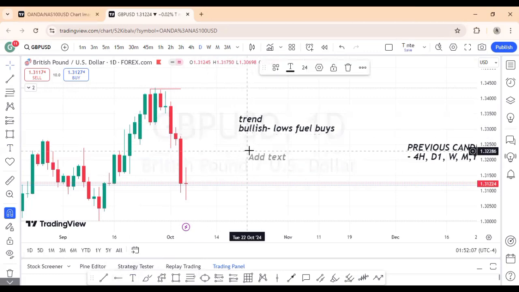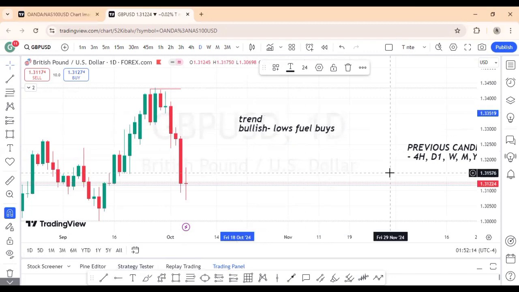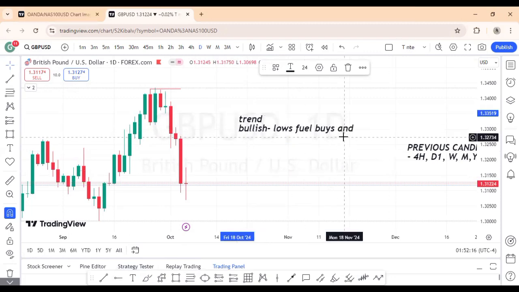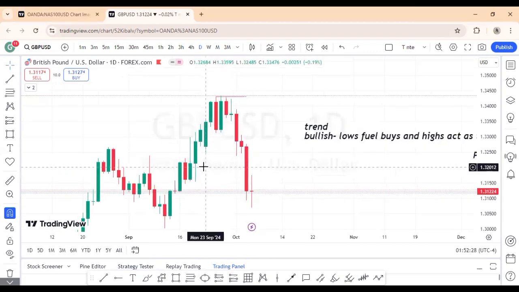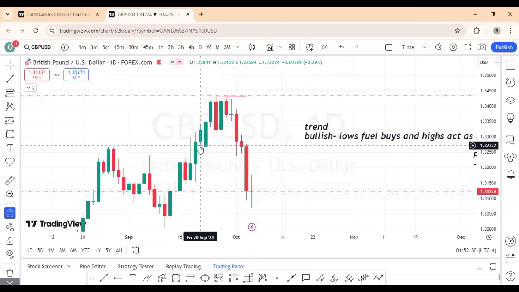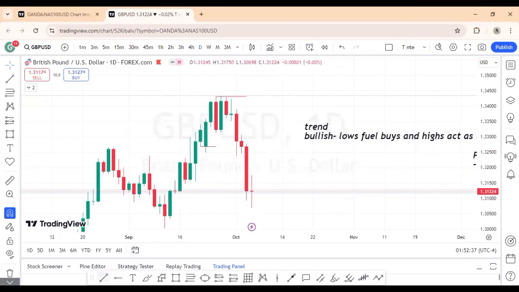So what do I mean? Highs act as profit targets. That's for a bullish example. The lows fuel buys and the highs act as targets. So the lows will fuel buys while the highs act as what? Targets. If you're bullish, let's go back to this. As price took out this daily low, and the previous candle low, this fuels buys while the high of the candle will act as a profit target.